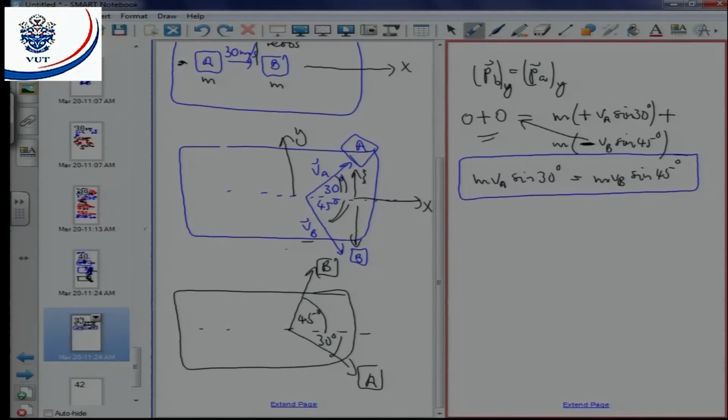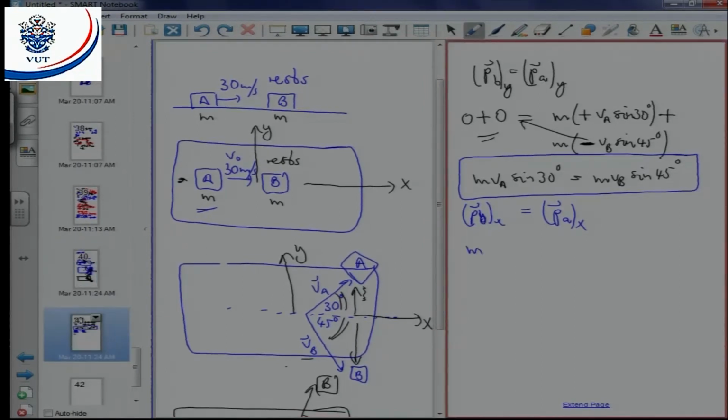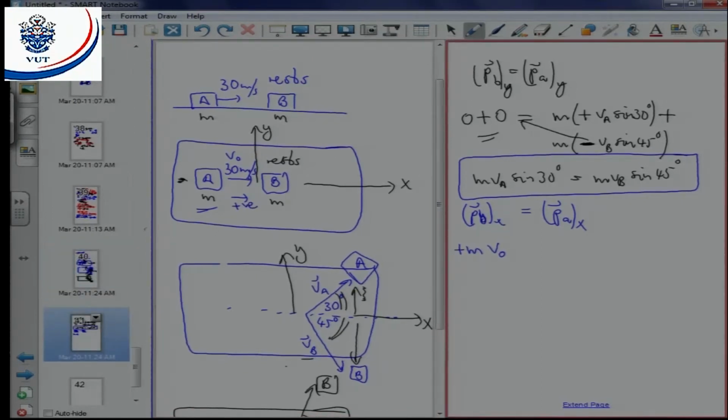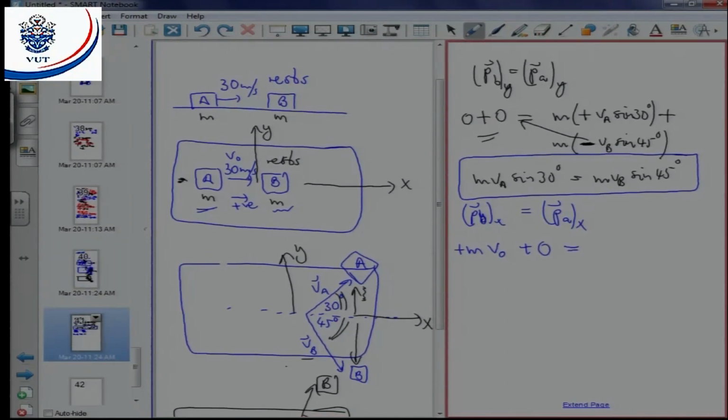And then our second equation, we just use conservation of momentum in the x direction. So momentum before in the x direction equals momentum after in the x direction. So before, the momentum in the x direction is just for A. Let's call this speed V naught. So it's mass of A, which is m, times the speed, V naught, and the speed is in the positive direction of x, so this is a plus, and plus this is resting. Initially B is resting, so plus 0 equals the momentum after for the x components for both.